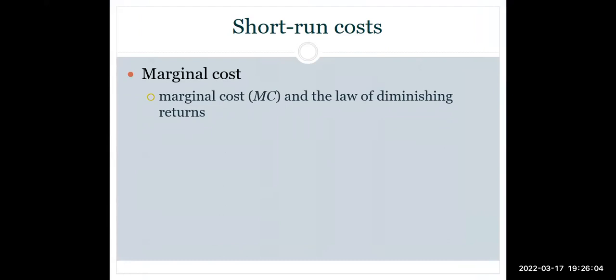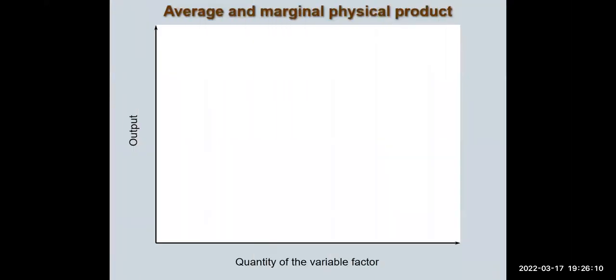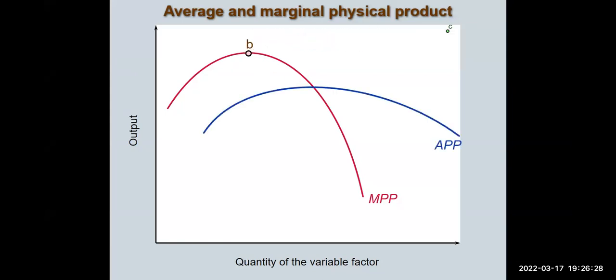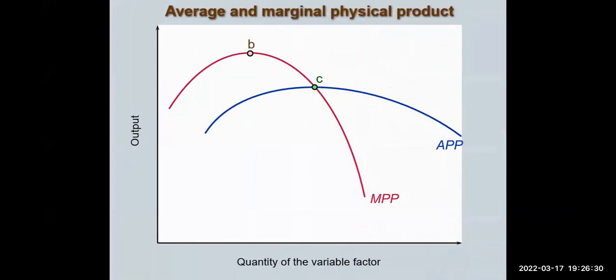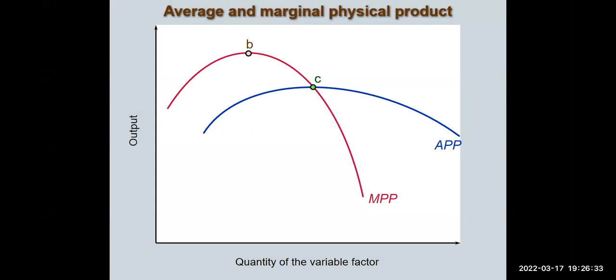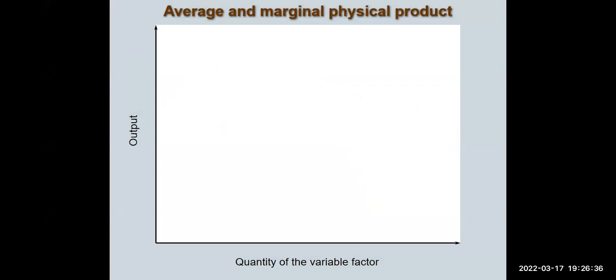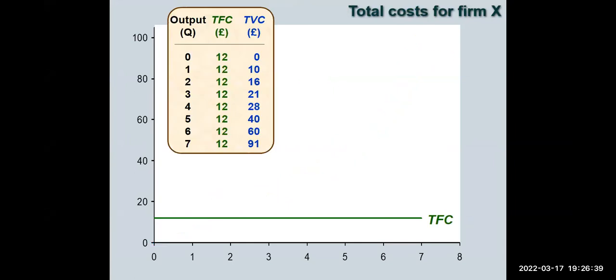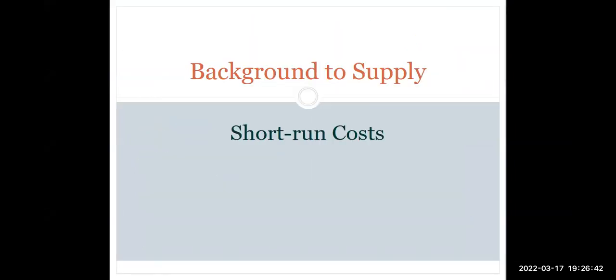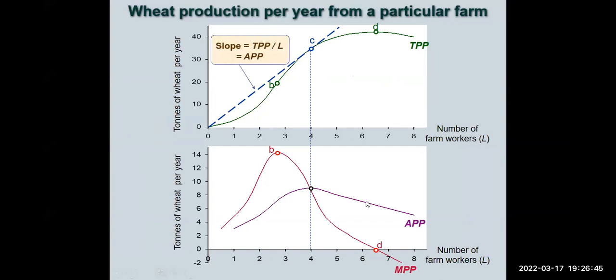So what is the marginal cost? The marginal cost and the law of diminishing returns. Look at this. Now look at this. What is this? This is the marginal physical product of labor. And this is the curve that is the average physical product of labor. These curves we have seen already. Look at this MP and AP.